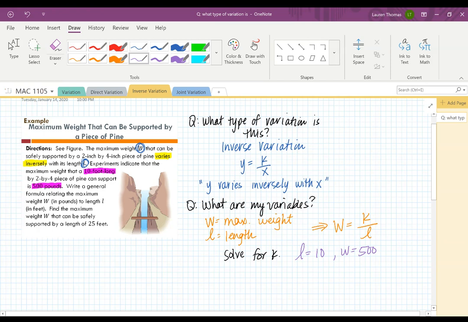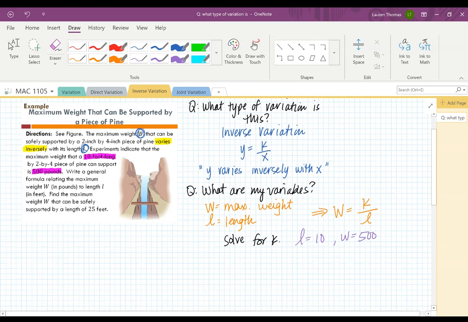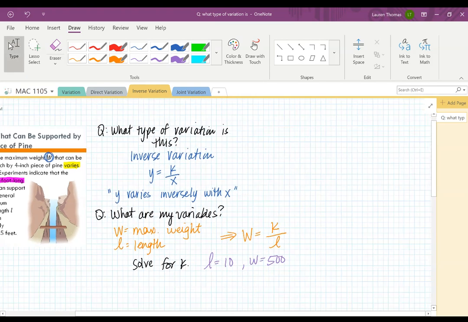All right. So since I'm solving for k, I can go ahead and plug that into my equation so that I can solve for it. So we're going to have 500, our W, equals k over 10. Since we're solving for k, remember k needs to be isolated, which means it needs to be on a side of the equation by itself. So I'm going to go ahead and cross multiply. This is like 500 over 1. So when I cross multiply, that gives me k equals 5,000.